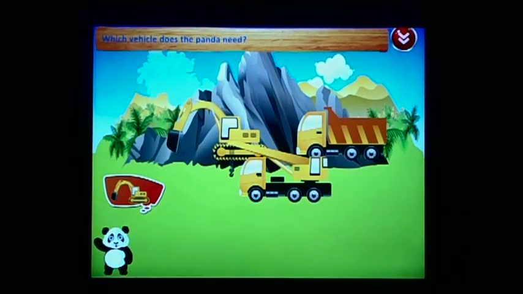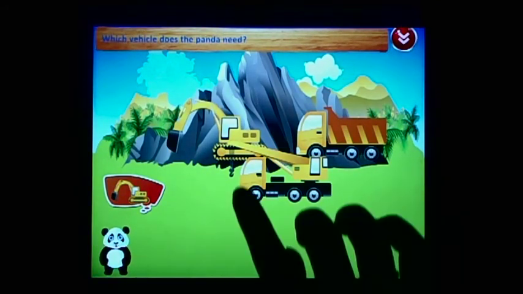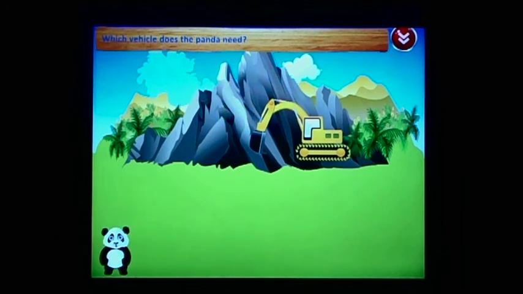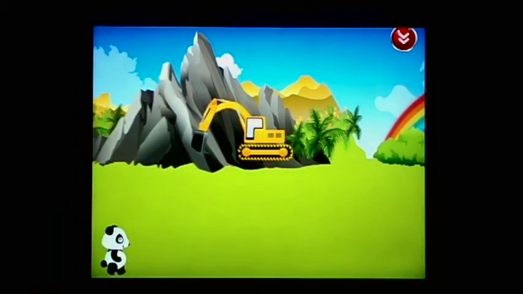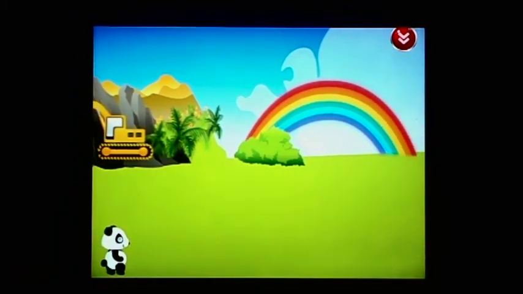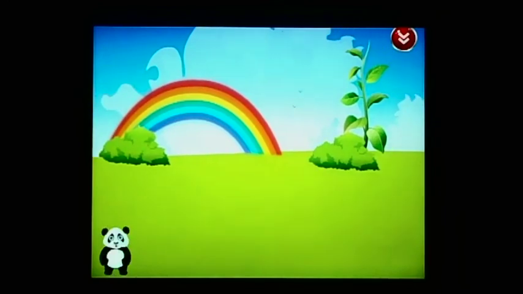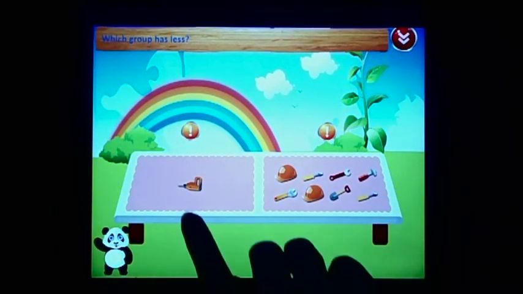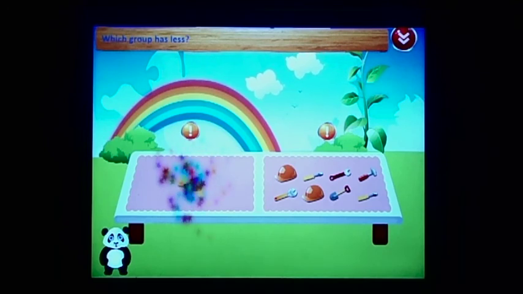Which vehicle does the panda need? Great idea! Which group has less? This group has less. You did it!